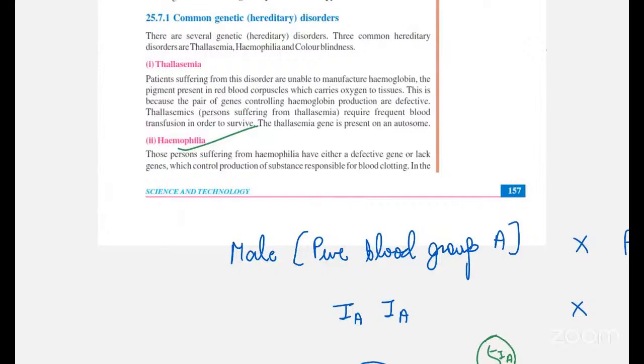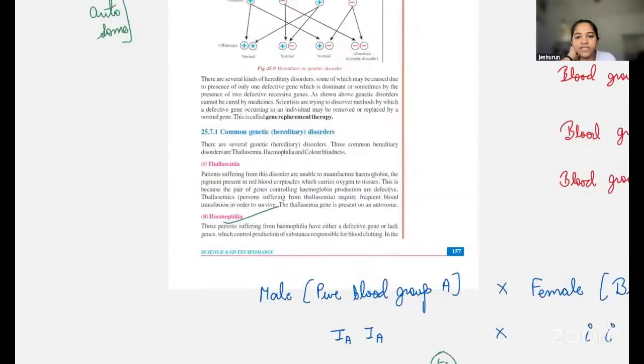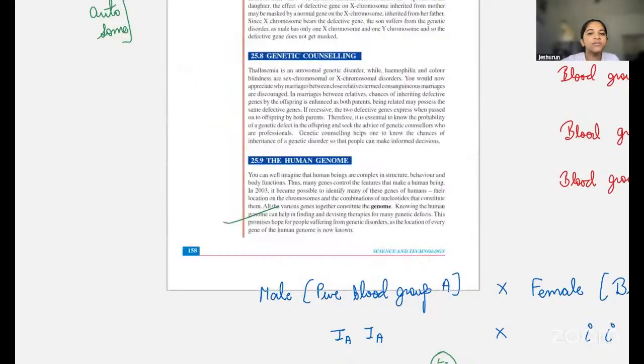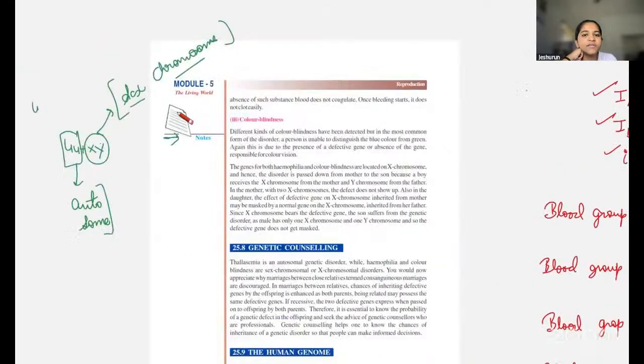Hemophilia. Those persons suffering from hemophilia have either a defective gene or lack genes which control production of substance responsible for blood clotting. In the absence of such substance, blood does not coagulate. Once bleeding starts, it does not clot easily.